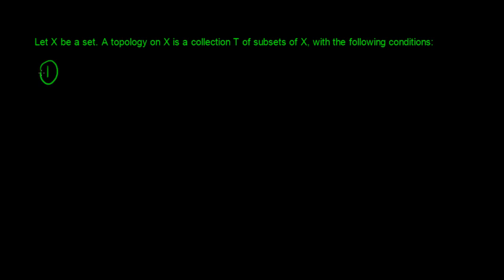So number one, I'm going to insist that X and the empty set, remember this symbol denotes the empty set, I'm going to insist that they belong to the collection T of subsets. So I'm taking a bunch of subsets of X, and one of my conditions is that I insist that X and the empty set have to be included in that collection of subsets. Okay, so I have to take X and the empty set in my collection. I can take other sets as well, but I definitely have to have these two.